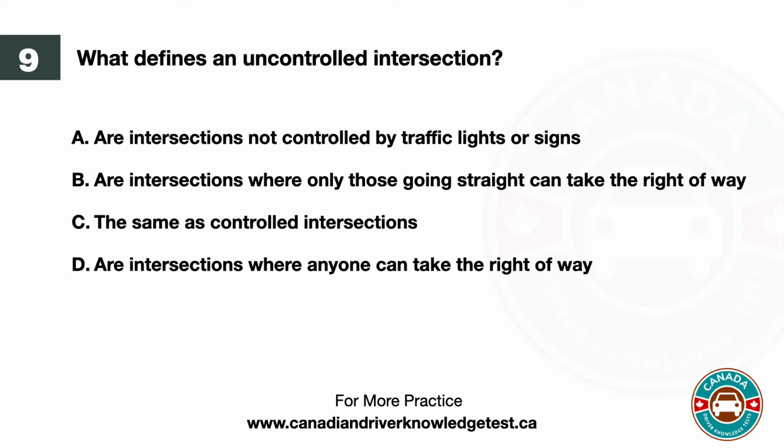Question 9. What defines an uncontrolled intersection? A. Are intersections not controlled by traffic lights or signs. B. Are intersections where only those going straight can take the right-of-way. C. The same as controlled intersections. D. Are intersections where anyone can take the right-of-way. The answer is A. Are intersections not controlled by traffic lights or signs.